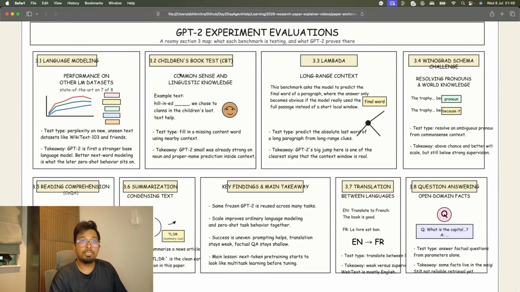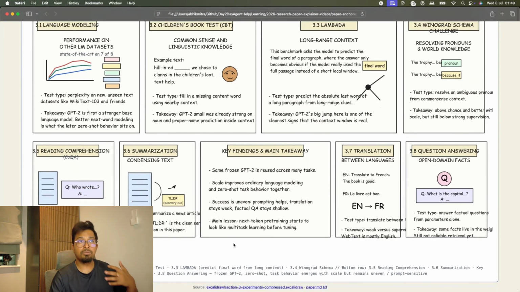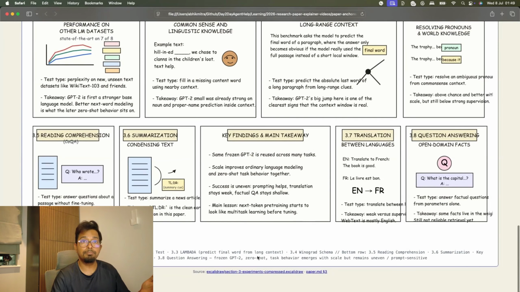For the Children's Book Test, it keeps getting better. It was already strong. Winograd gets better. Question answering gets better. The stronger the token predictor becomes, the more task behavior you can pull out without fine-tuning. That is essentially the key takeaway.